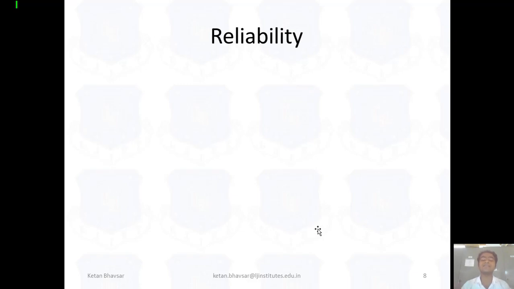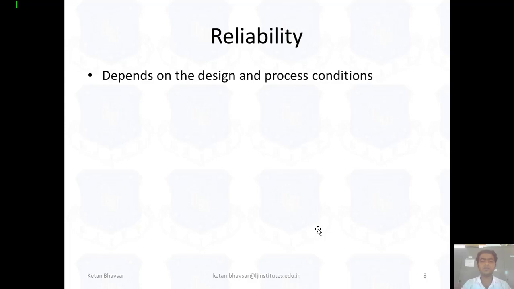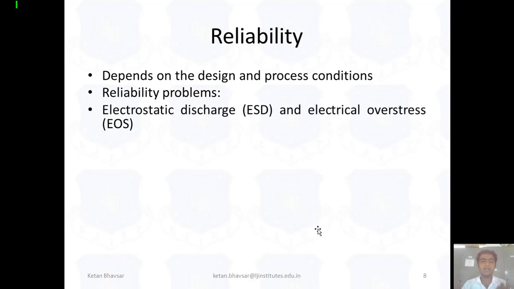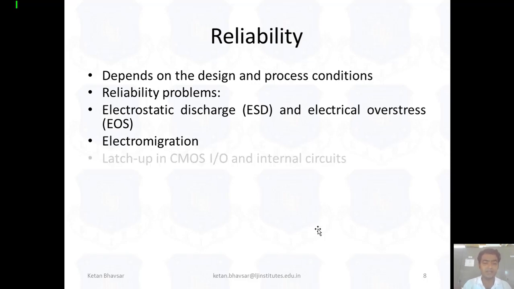Now we move on to the next, the reliability of the chip. First of all, reliability depends on a few processes and conditions. Why do reliability problems get generated? It's because of electrostatic discharge and overstress. It's a main point when we're talking about discharge and overstress. Electromigration means your PN junction will be shorted, and then it does not work properly, so it's migration.